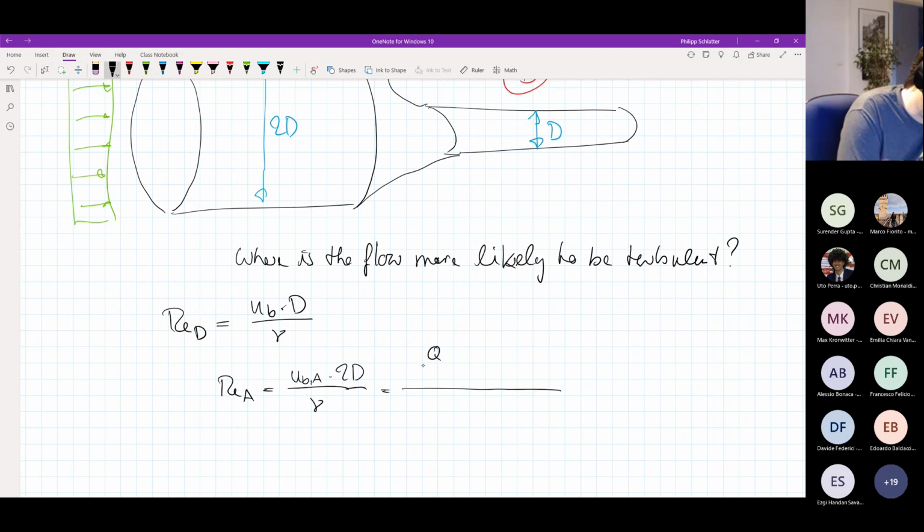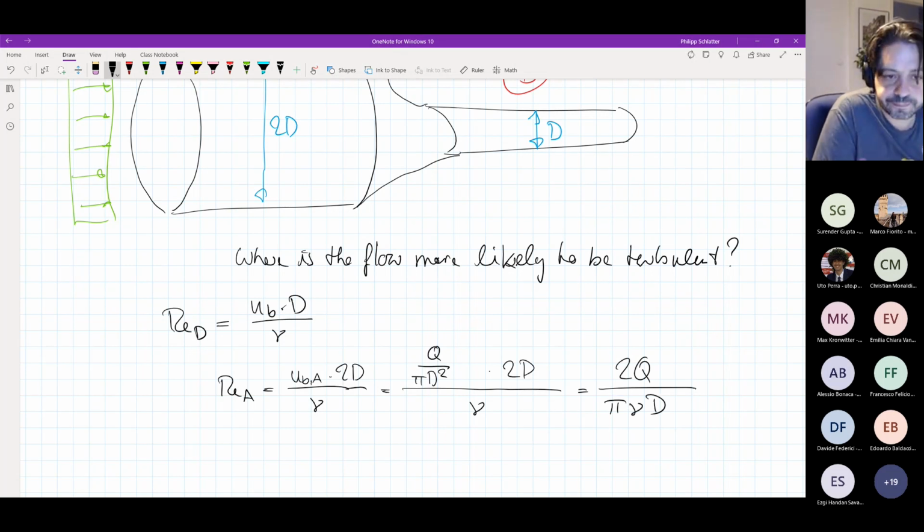And this becomes Q, so UB is Q divided by pi D squared times 2D divided by nu. So that means in the end, I will get 2Q divided by pi nu times D. That is my Reynolds number for part A. So it's really just the diameter and the flow rate that you have.